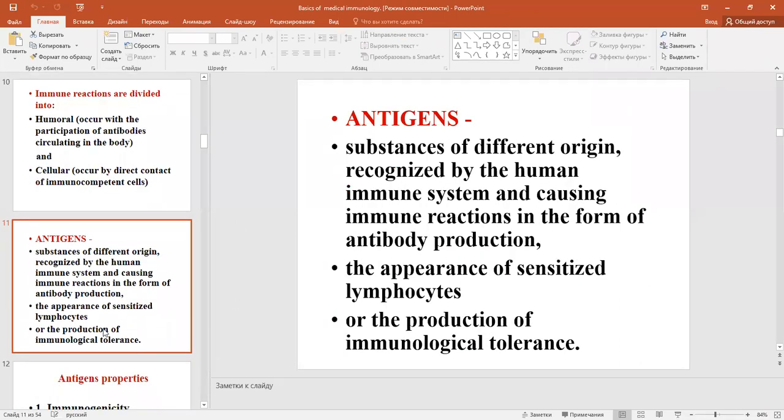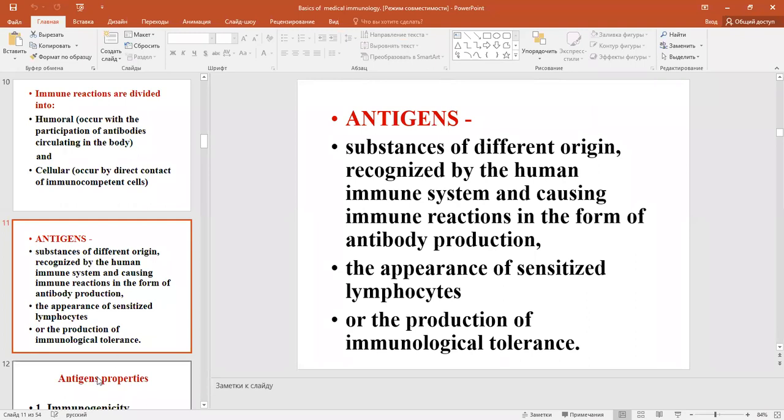Antigens, what are they? Antigens are substances of different origin recognized by the human immune system and causing immune reactions in the form of antibody production, the appearance of sensitized lymphocytes, or the production of immunological tolerance. There are different kinds of immune response: maybe antibody production, maybe appearance of sensitized lymphocytes, memory cells, or the production of immunological tolerance. In case of tolerance, the immune system is not able to react.